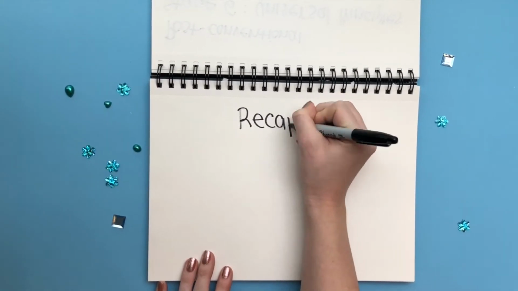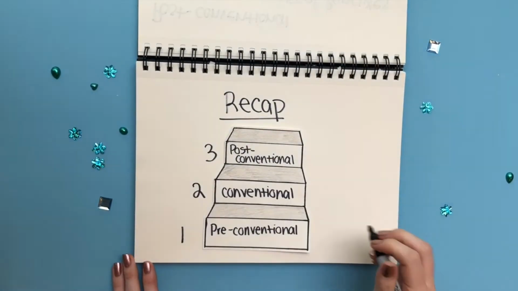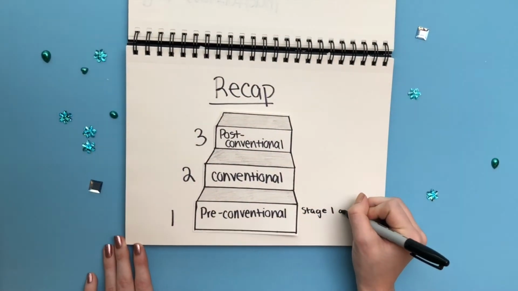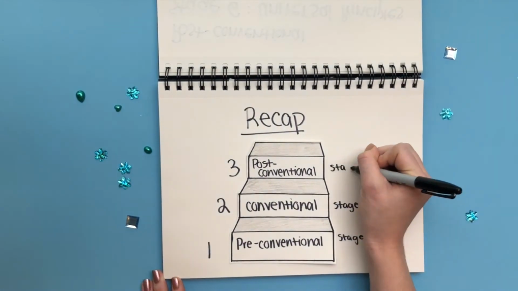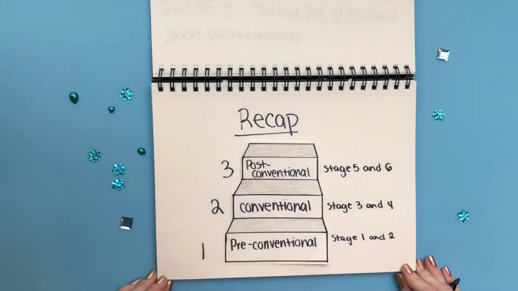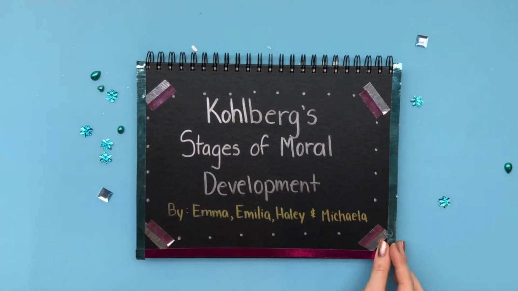We went over pre-conventional, conventional, and post-conventional levels. Level 1 discusses obedience and self-interest. Level 2 discusses conformity and authority. And Level 3 discusses social contract and universal principles. And this was Kohlberg's theory of moral development.